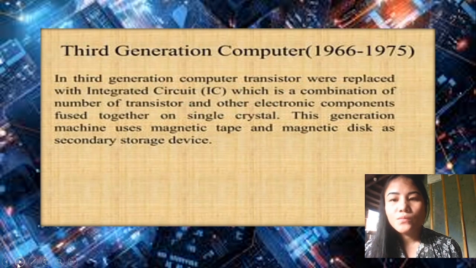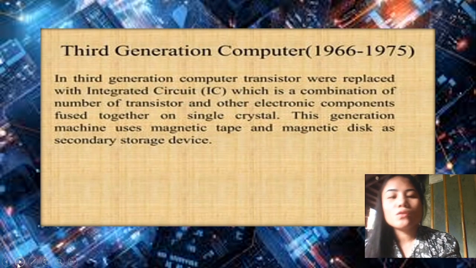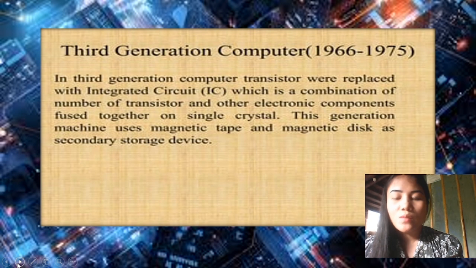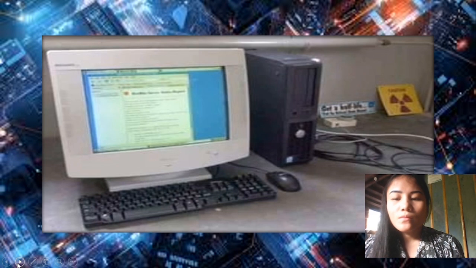Then we proceed to third generation computer, 1966 to 1975. In third generation computers, transistors were replaced with integrated circuits, or IC, which is a combination of a number of transistors and other electronic components fused together on a single crystal. This generation of machines uses magnetic tape and magnetic disk as secondary storage devices. So this is the example of third generation computer. This image is the example of a third generation computer.